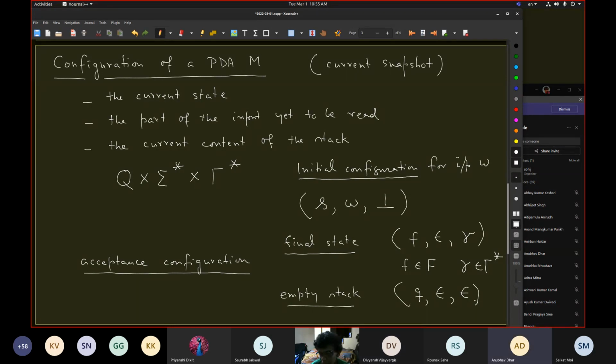Yes, sir. Okay. So now I have to formally define the language of M. If by consuming the entire input, it can reach a final configuration starting from the initial configuration, then it will accept this W. So there I have to introduce the notion of change of configuration. First I define one step.